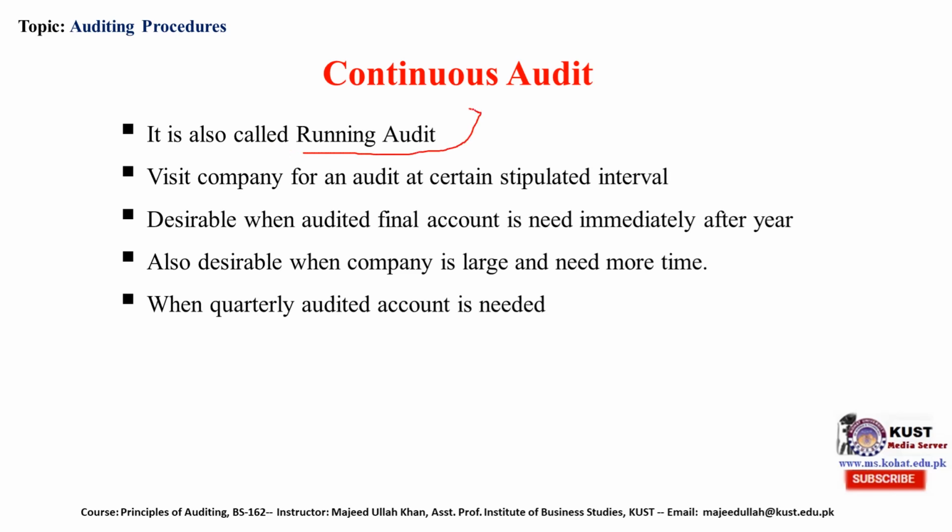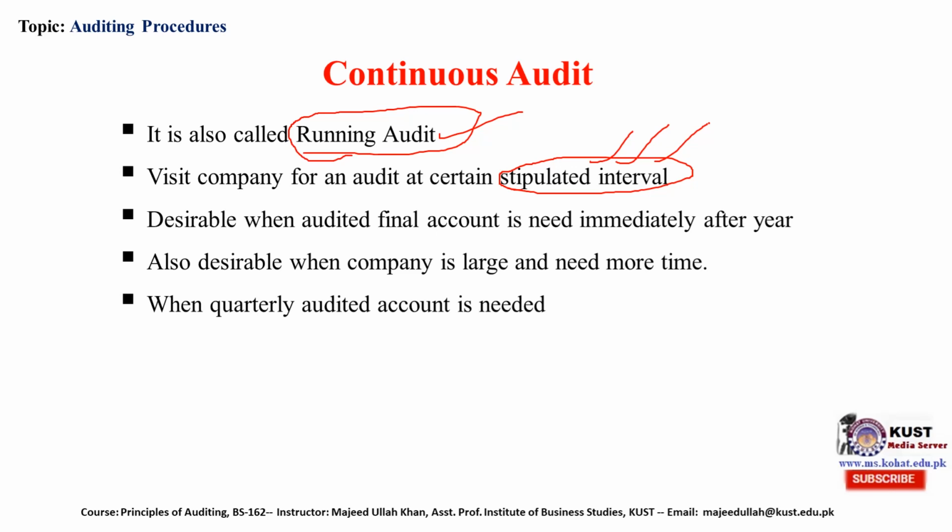Why is it called running audit? Because the auditor visits the premises of the client more frequently. It is a continuous audit. The auditor visits the company at certain stipulated intervals. Stipulated interval means which is written in the contract that the auditor should come weekly, monthly, or bi-monthly. So it is on the basis of continuity that the auditor goes and checks the records of the company.